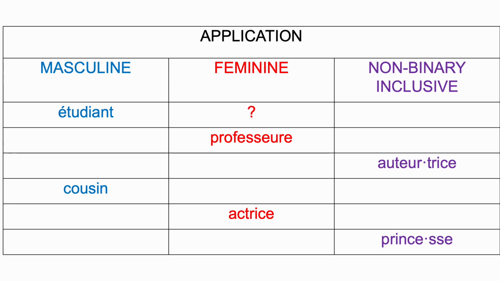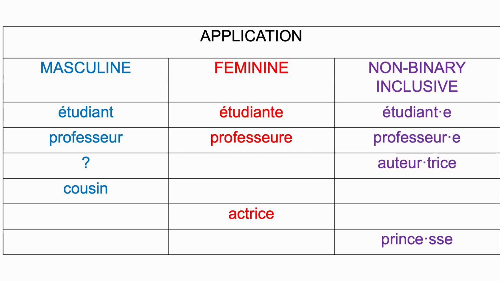All right, the feminine form of étudiant is étudiante. Repeat, étudiante. The non-binary or inclusive writing is étudiant with a midpoint and an E. Repeat, étudiant, étudiante. The masculine form of professeur is professeur without an E. Repeat, professeur. And the non-binary inclusive writing is professeur with a midpoint and an E. Repeat, professeur.